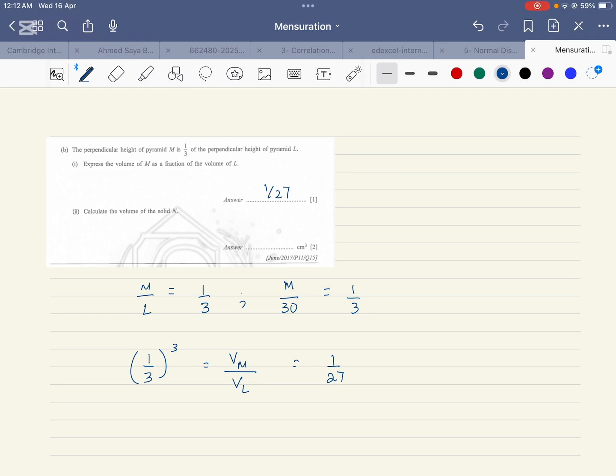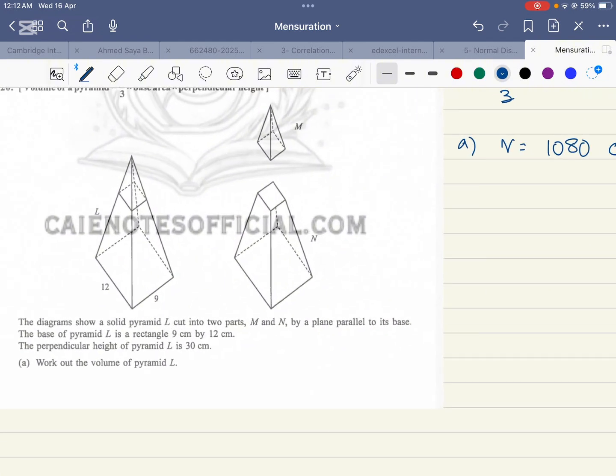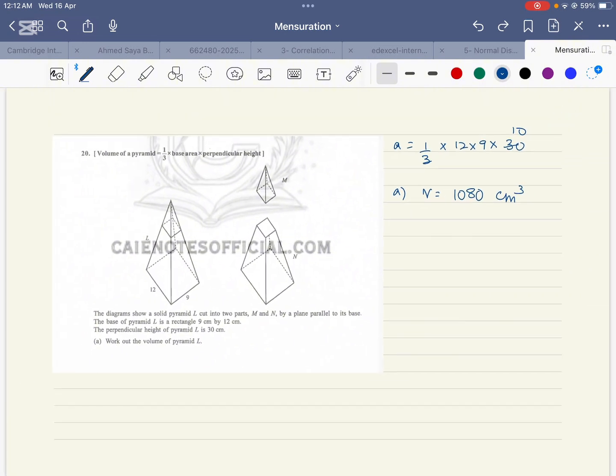Part B, calculate the volume of solid N. Volume of solid N, which is the remaining solid. So first we find out the volume of M. We subtract the volume from the entire solid L and we get the volume of N.